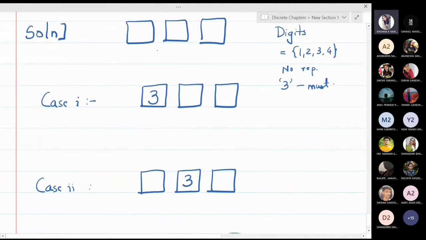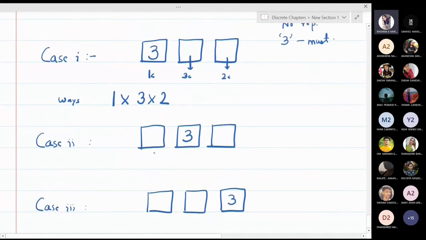Once you write a 3 over here, the number of choices to fill up a number in the second box, you have only 3 choices left, because already 3 is out of the picture. So in the second box, you can fill either 1, 2 or 4. Once you fill any one of these numbers, the last box will have only 2 choices. So the number of choices for case 1 is, first digit is having only 1 choice, that is 3. Second digit is having 3 choices, third digit is having 2 choices. So the number of choices will be 1 into 3 into 2 ways for the first case.